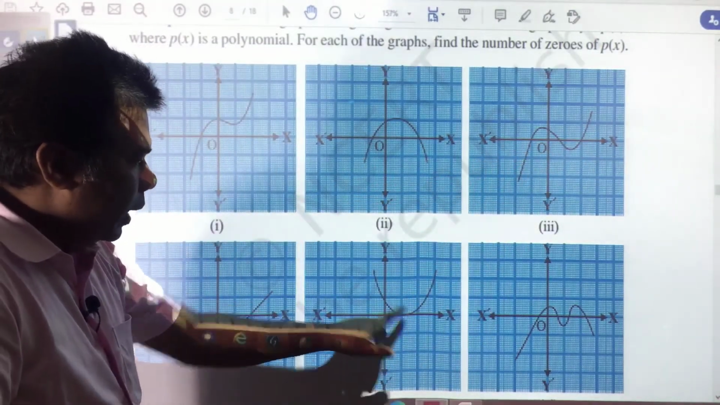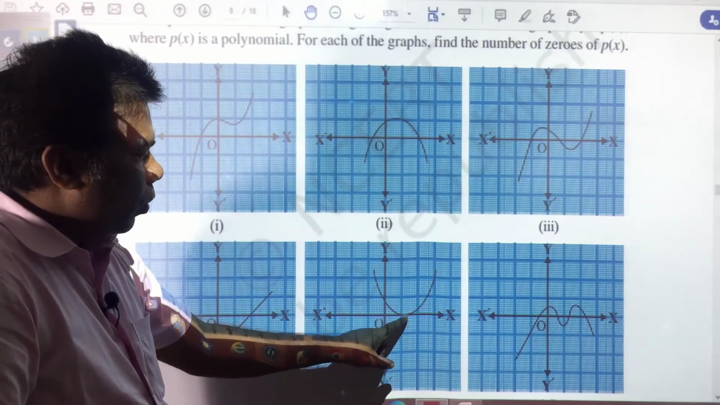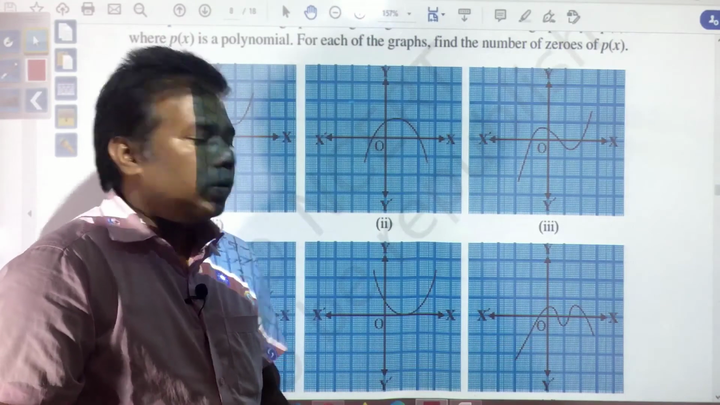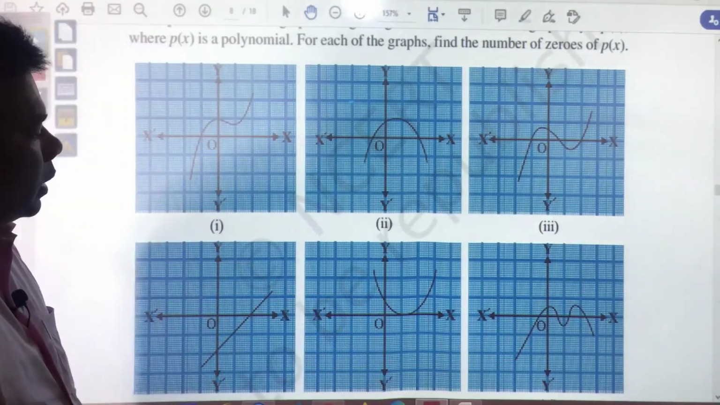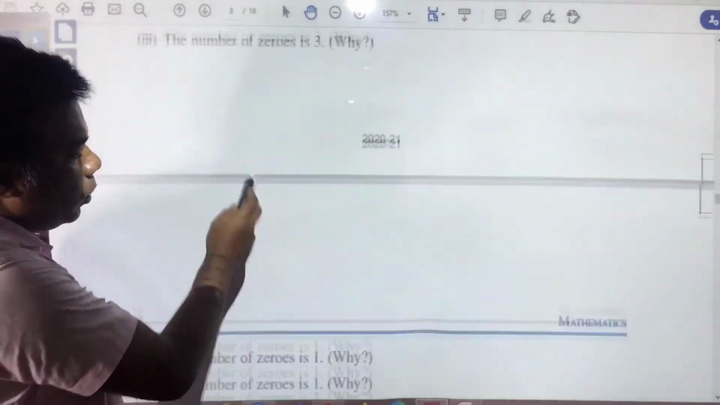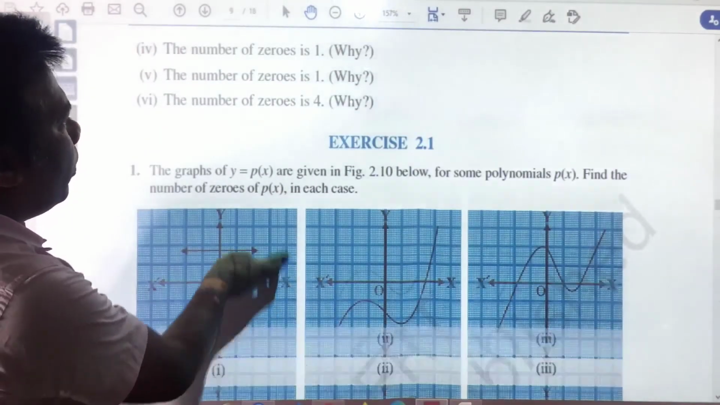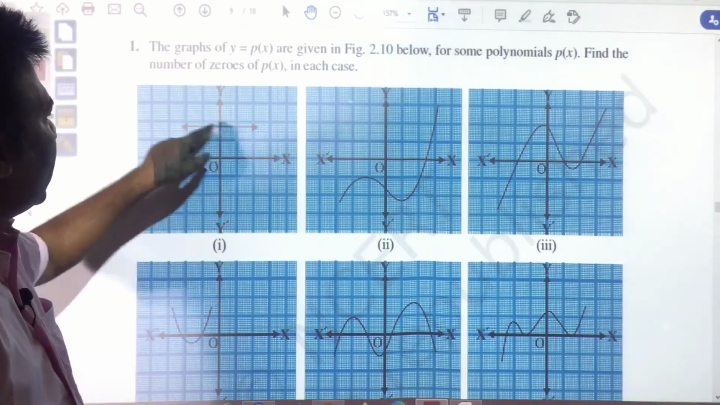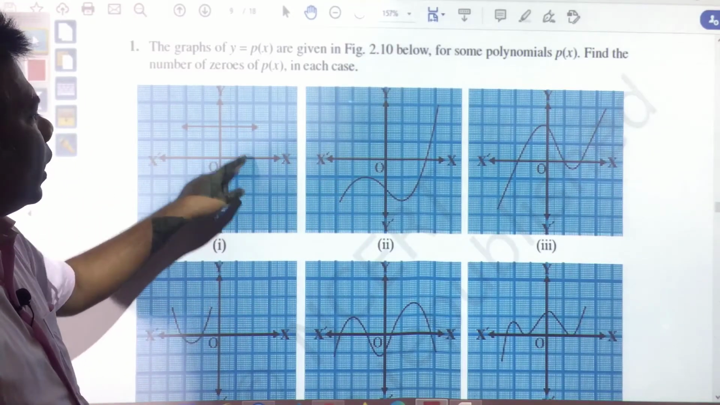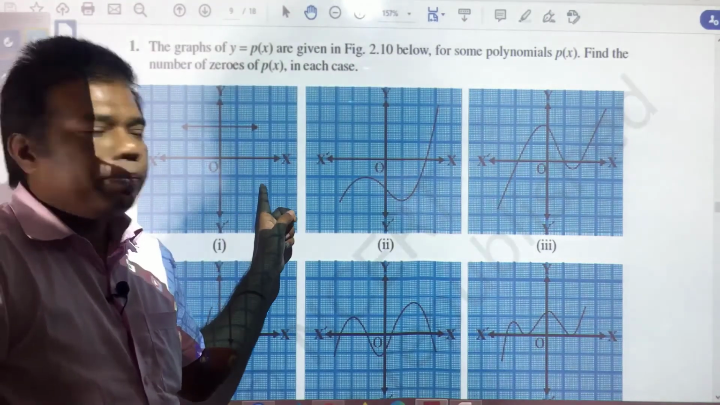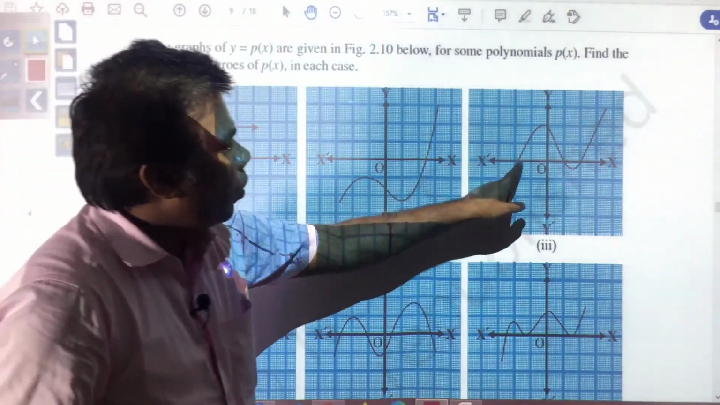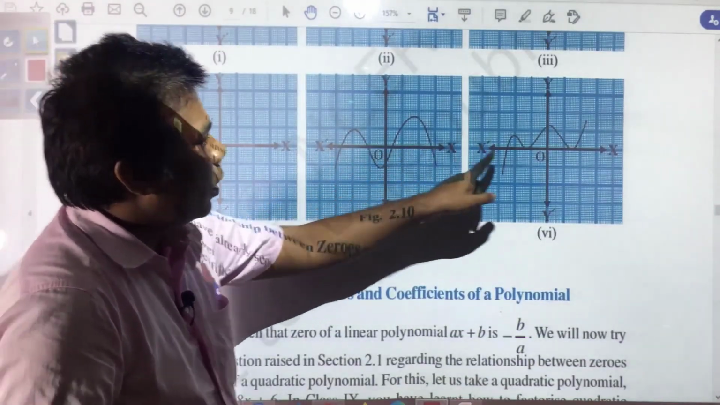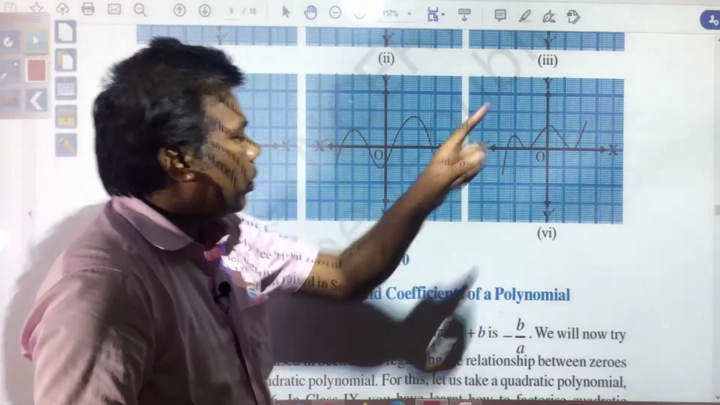Here you have 1 point, you only have to see the x axis. 1 point means 1 zero, and 1, 2, 3, 4 points means 4 zeros. That will be your answer, like that it is required to be solved. So, I hope you understood and you will be able to solve this exercise 2.1. It is so easy, here the x axis is not getting intersected, means no zero. Here 1 point, 3 points, 2 points, 4 points, 3 points.